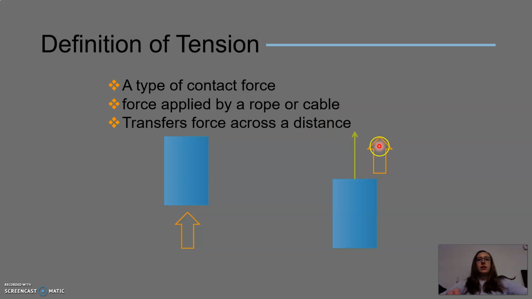We see another example of a contact force, but this time the example is looking specifically at the force of tension. This force of tension is being exerted by the rope, which is pulling up on the box, which has a weight of gravity which pushes down. This box is being supported by the rope, which transfers a force across the distance.